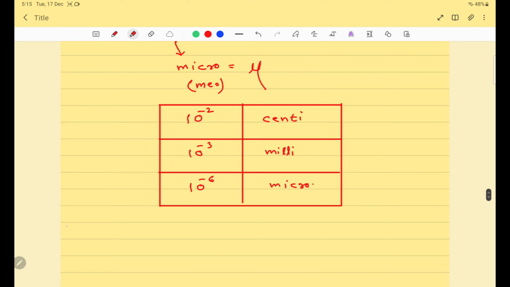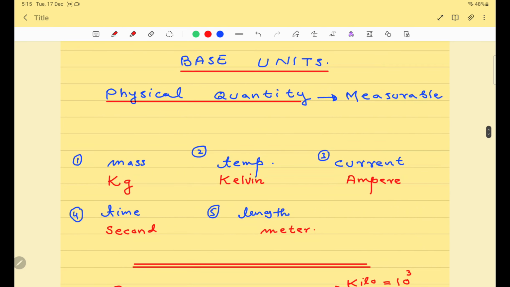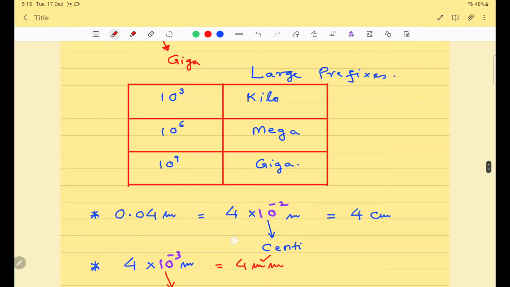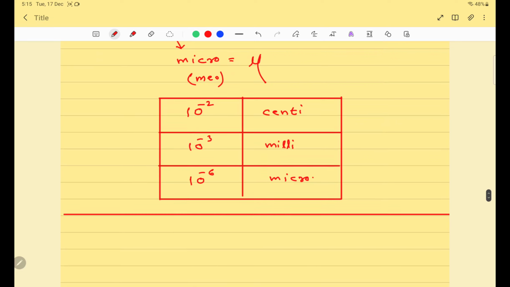So it is the ABCD of physics, in which I have taught you three things. Number one, what is a physical quantity? I am revising and then I will ask you, so try to memorize these definitions. The first one, what is a physical quantity? Physical quantities are those quantities which we can measure. We have five basic physical quantities: mass, temperature, current, time, and length. And you should memorize these three large prefixes, as well as these three small prefixes.